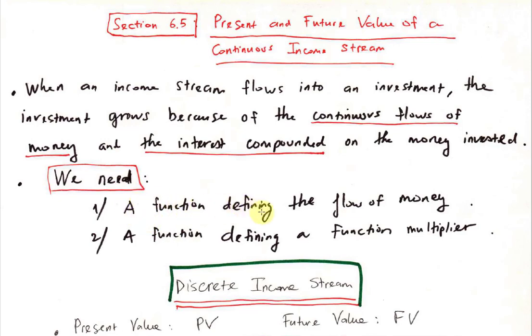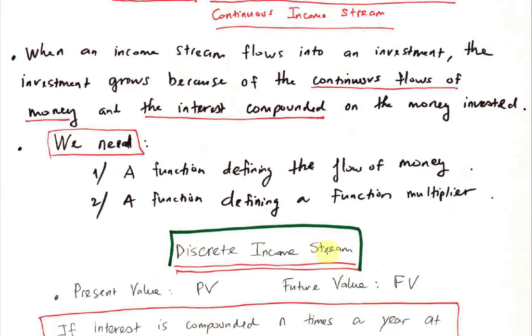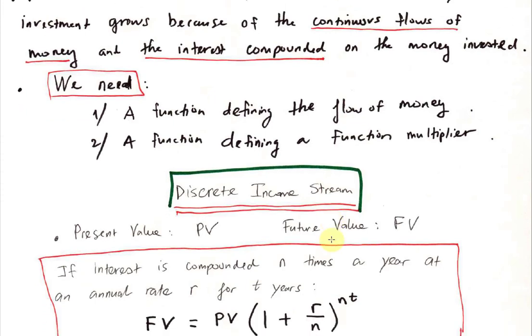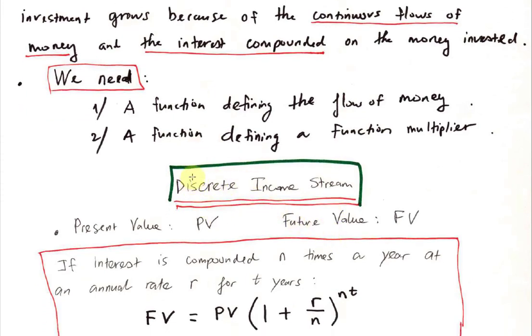A function defining the flow of money. So we have the flowing of the money into the system. And a function defining a function multiplier. Okay, so the first case we will discuss is the discrete income stream.